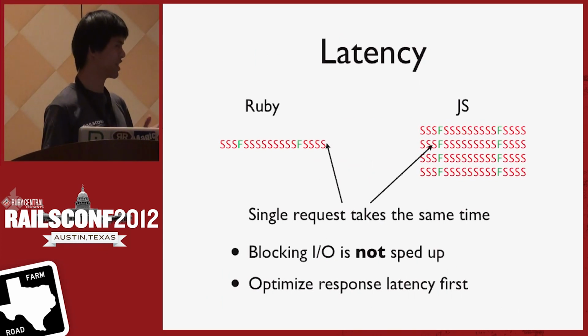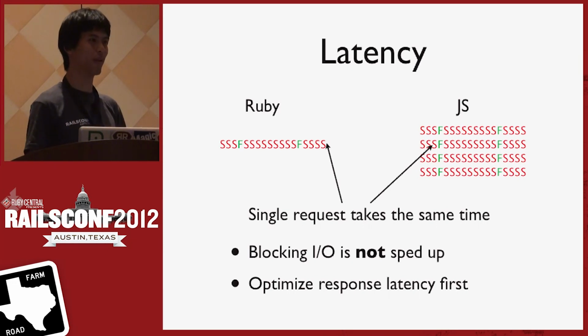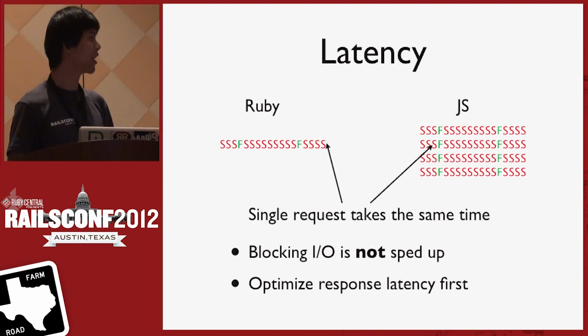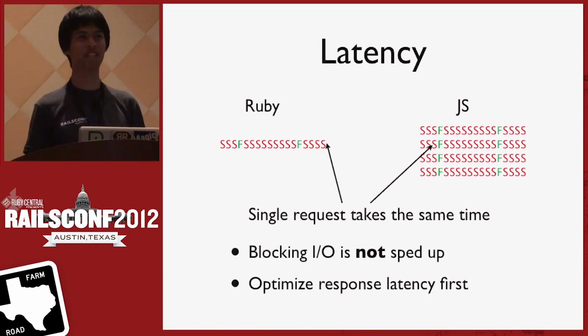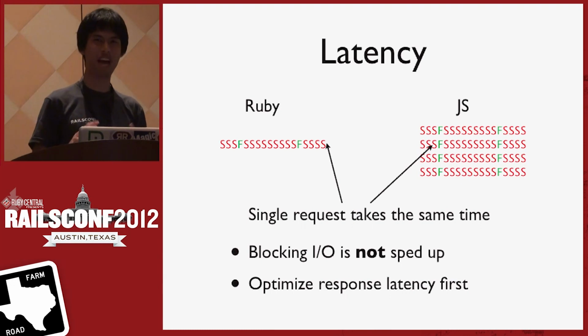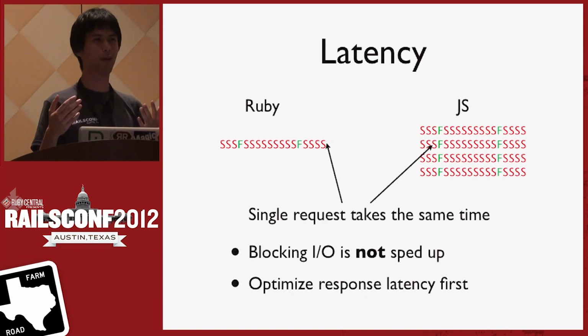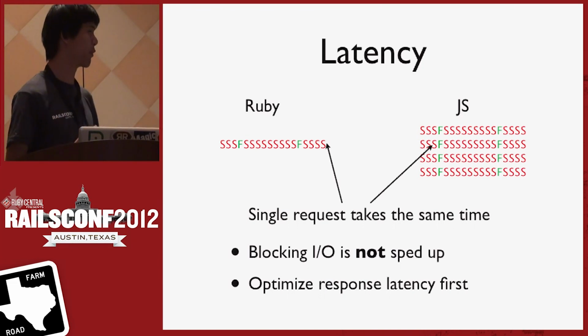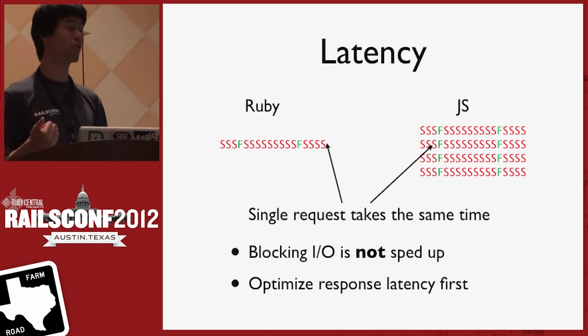One important distinction to note is the difference between latency and concurrency. So even though the Ruby version can only handle one request at a time, if you only had one request, going through either version of that code would take the same time, right? Just because we're using evented I/O doesn't make our disk magically spin faster. So if your requests are slow to begin with, I really recommend optimizing response latency first, because that's what your users are going to notice.